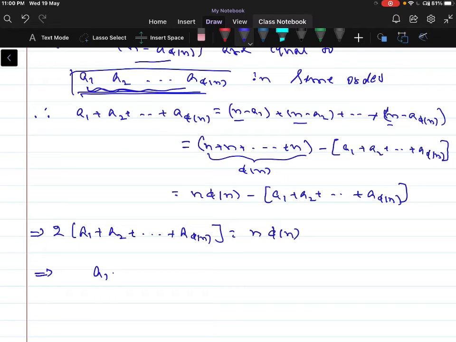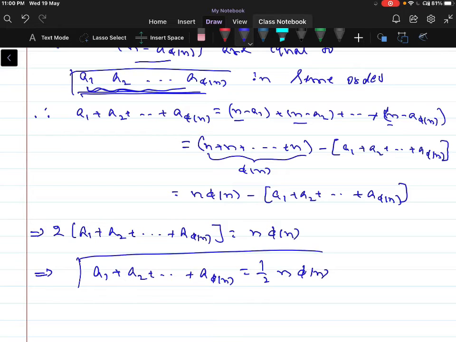So this implies a1 plus a2 and so on a phi(n) is equal to 1 by 2 into n into phi(n). So this is the result.